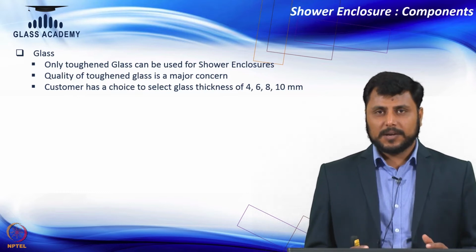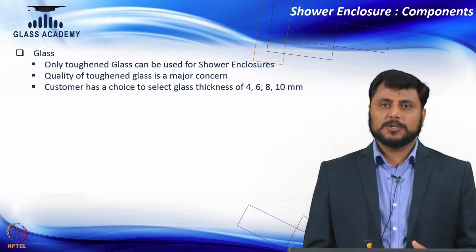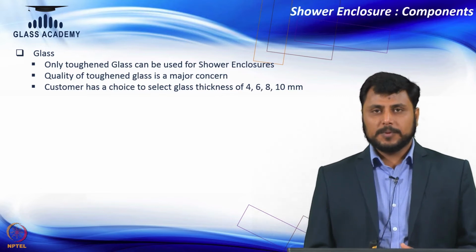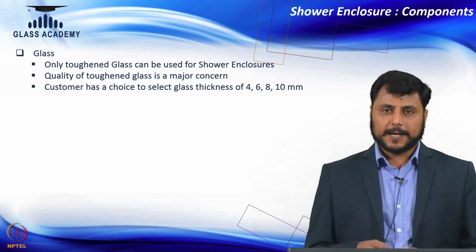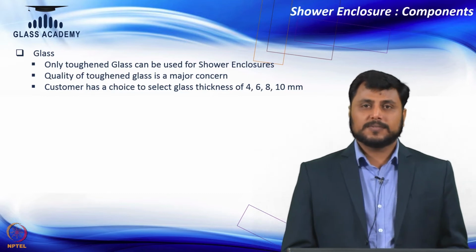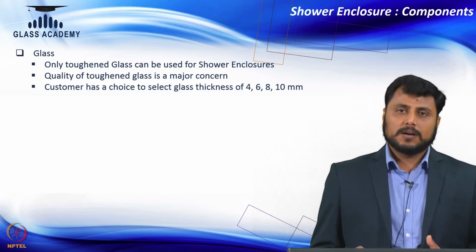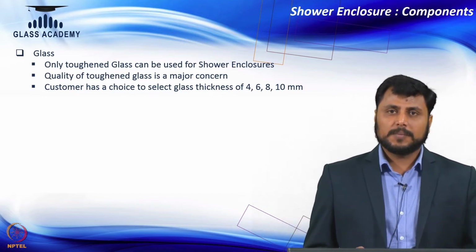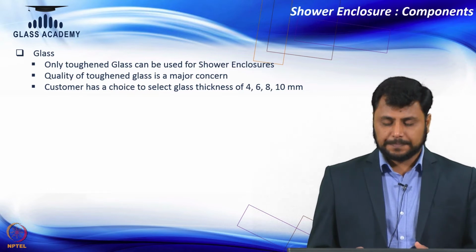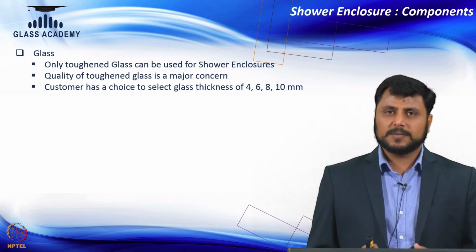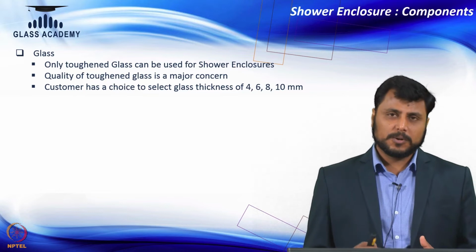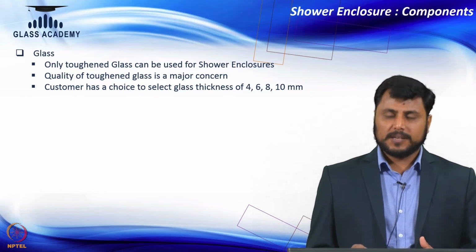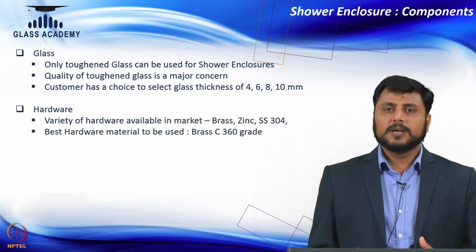Of course, there is a variety of glass which can be used in this category, but majorly people consider toughened glass. There is a choice of glass thickness also. A customer may select 4 mm, 6 mm, 8 mm and 10 mm as well. So, depending on the space, the customer choice, and the load bearing capacity, it specifies what kind of hardware we need to suggest.